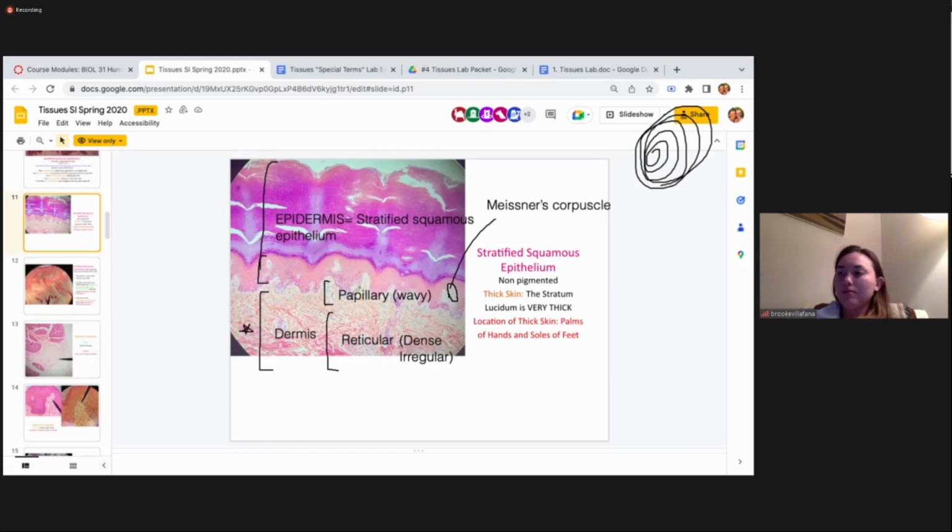Any questions? Is that kind of making sense? That would be a helpful picture for you to have somewhere, showing you the different layers.